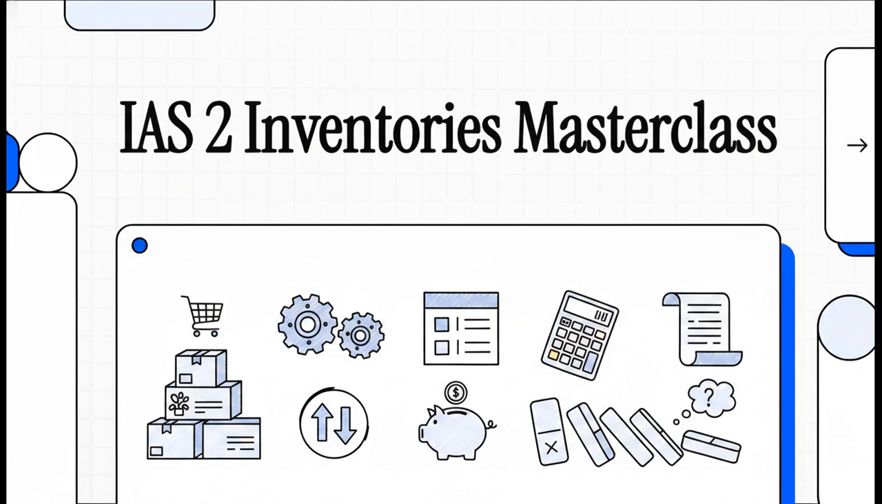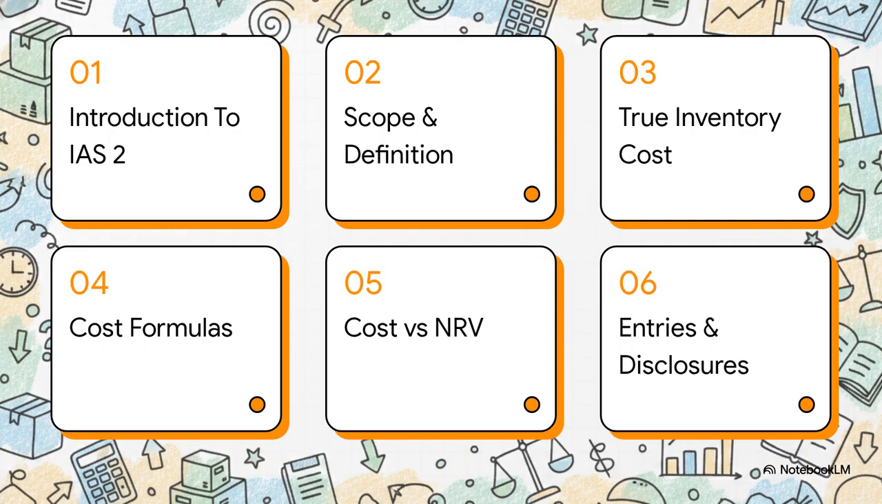In this explainer, we're going to break down this standard completely. We'll look at the objective, the scope, initial recognition, cost calculations, net realizable value, the accounting entries, and the disclosures required. Here is our exact life cycle agenda for today. First, an introduction to IAS 2, followed by scope and inventory definition. Then we'll cover calculating true inventory cost, cost formulas, cost versus net realizable value, and finally, accounting entries, disclosures, and exam traps.